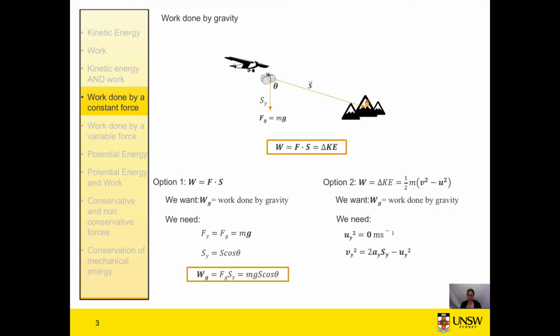To calculate our final velocity squared, we use our equations of motion. We need both our acceleration in the y direction, which we know is equal to gravity, and our displacement in the y direction, which we have also previously calculated. Once we substitute these values into that second equation, we find that our work is again equal to mg times s cos theta. So both of these ways work. I prefer the first way because it's simpler, whereas the second way requires an extra step. But whichever you're most comfortable with.